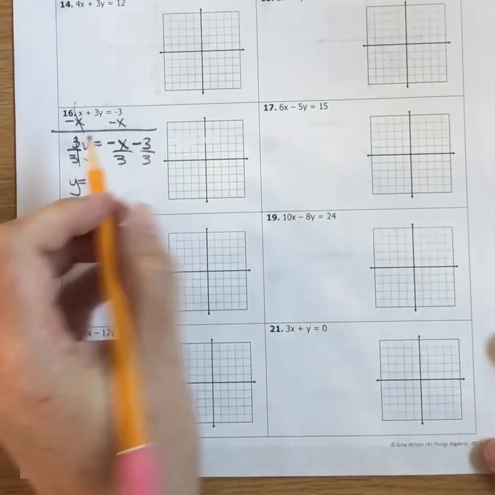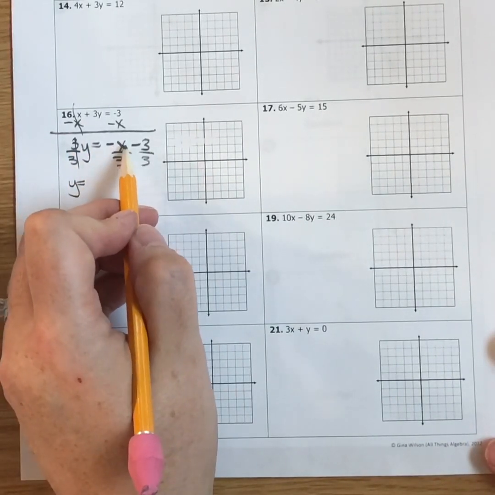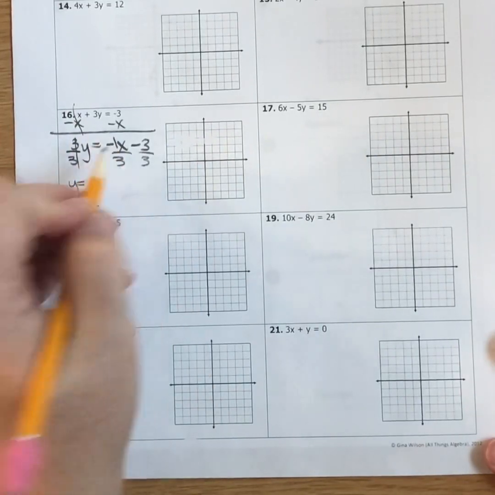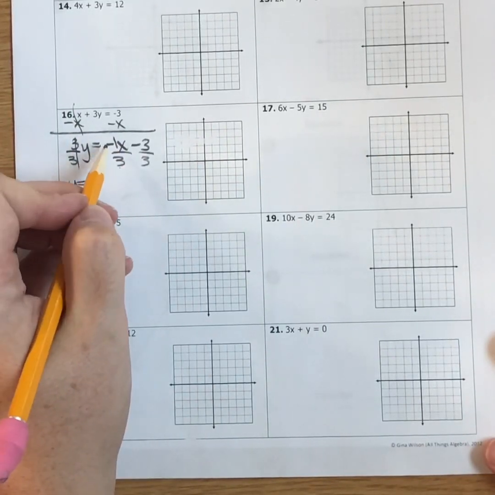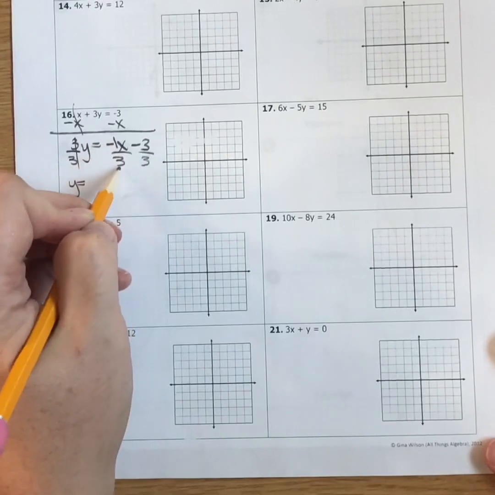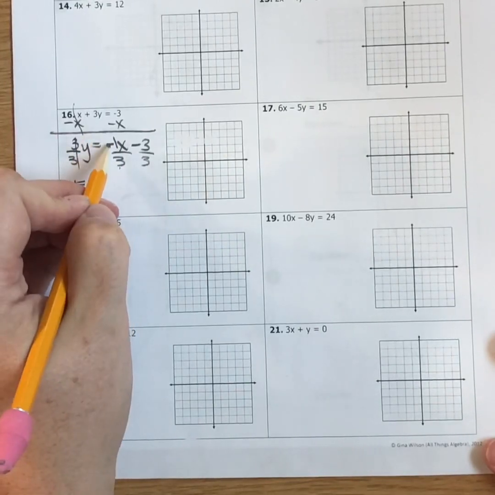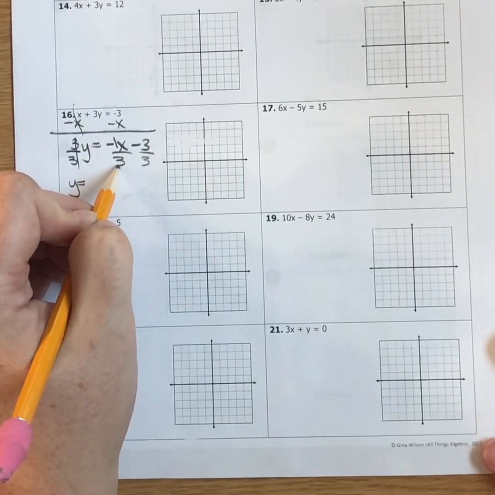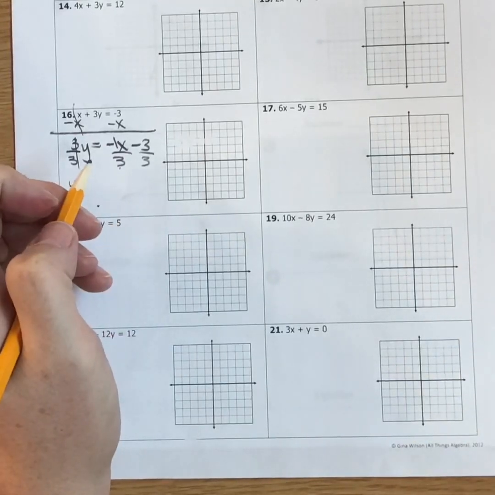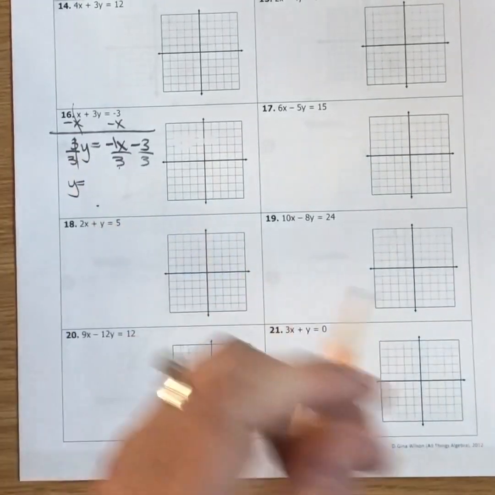But be careful. Remember we said, what does a negative x mean? It means a negative 1x, okay? Negative 1 is in the numerator, 3 is in the denominator. Negative 1 over 3 is not 3. Let me prove it to you using a calculator, okay?